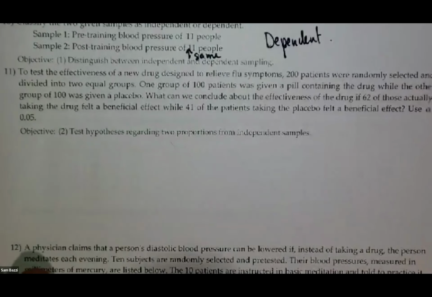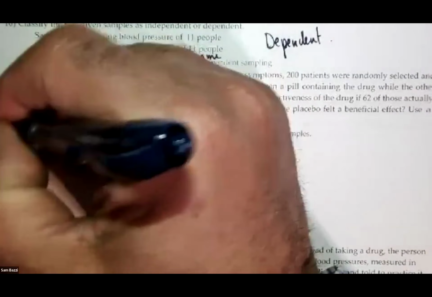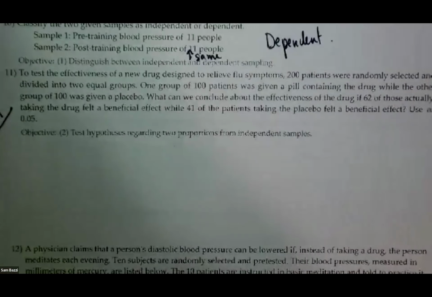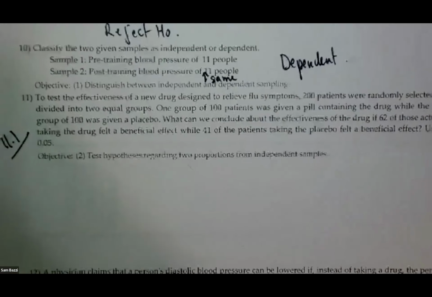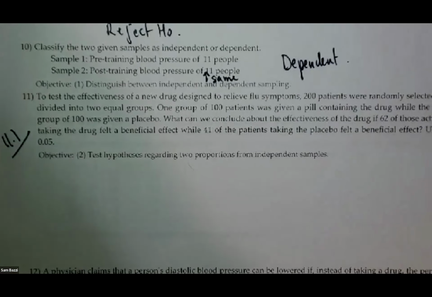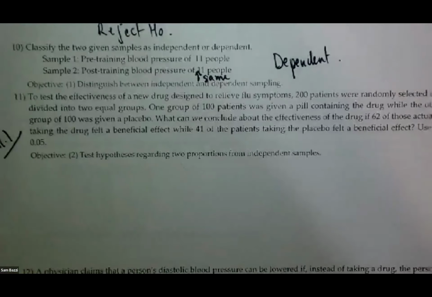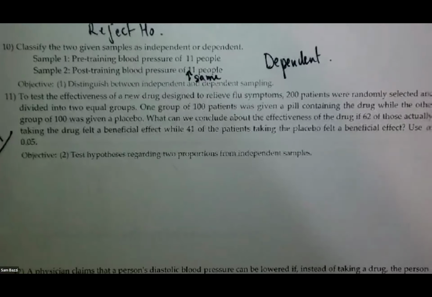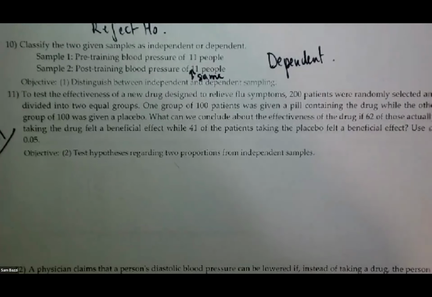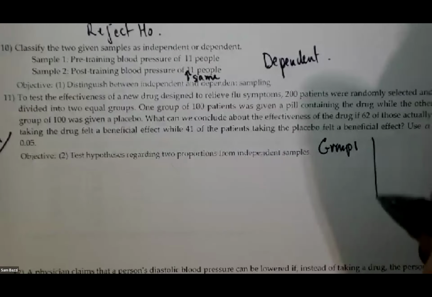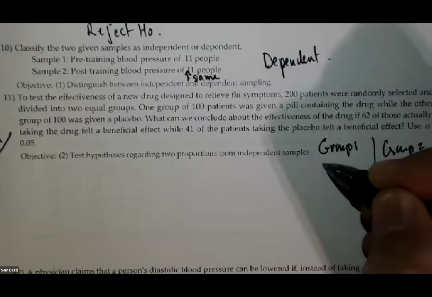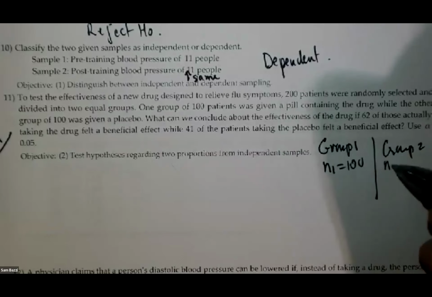Okay, next question. If you want to know, guys, this is 11.1. Testing the difference between two proportions. Okay, let's do one. You're definitely gonna have questions from 11.1, 11.2, and 11.3. To test the effectiveness of a new drug designed to relieve flu symptoms, 200 patients were randomly selected and divided in two equal groups. So each group is 100. So group 1 and group 2. N1 is 100, N2 is 100.